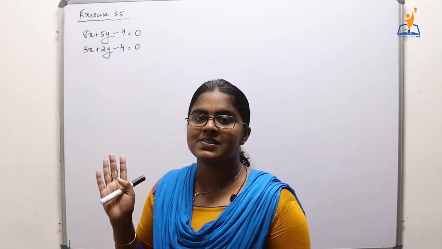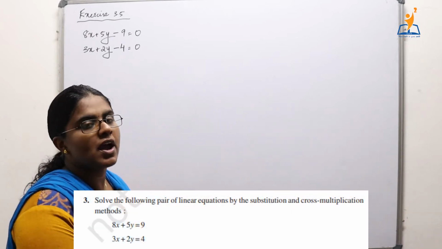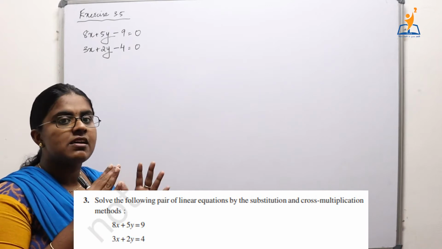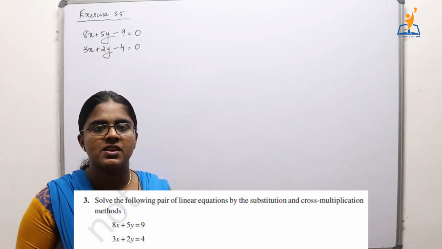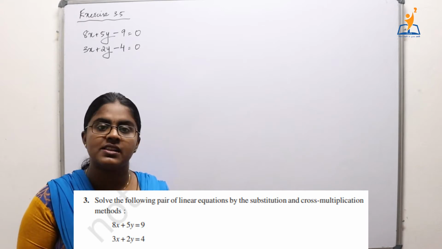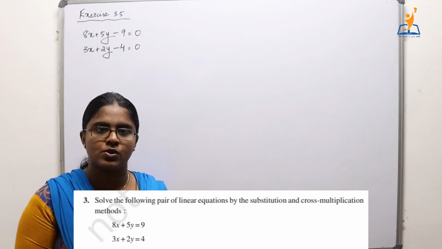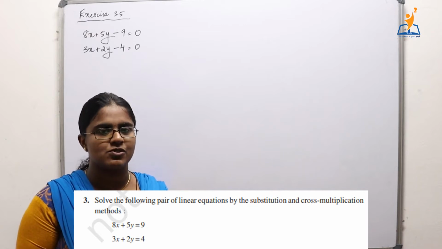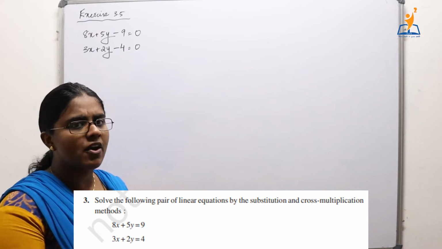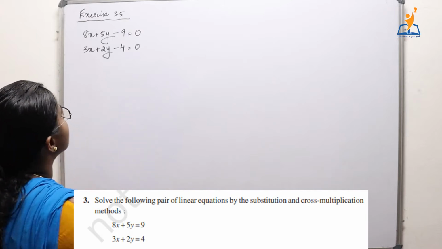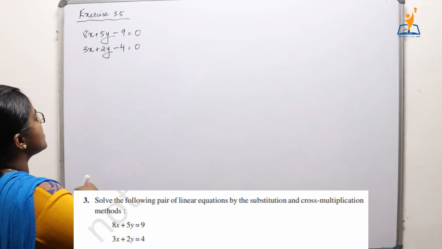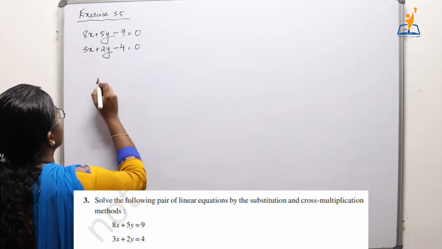So the question is, solve this pair of linear equations using substitution method and cross multiplication method. Substitution method we have learned in the previous classes, so go through the video and solve this using substitution method. Now in this class we are going to solve this using cross multiplication method. So before doing cross multiplication, we want that diagram, right?